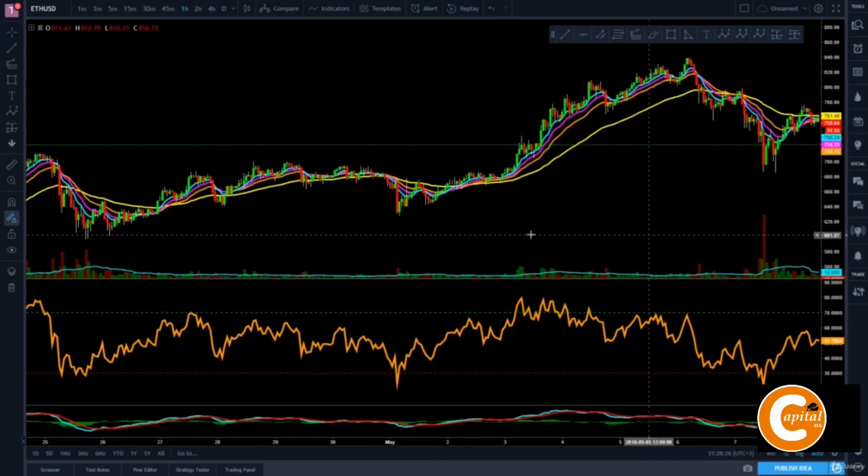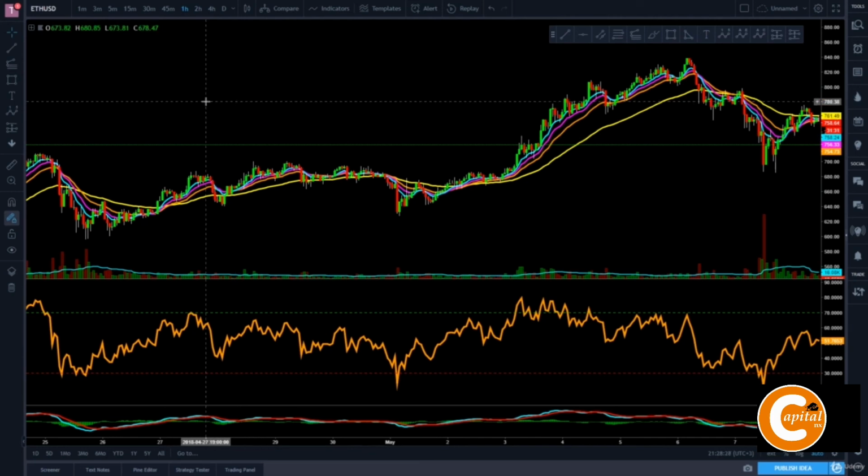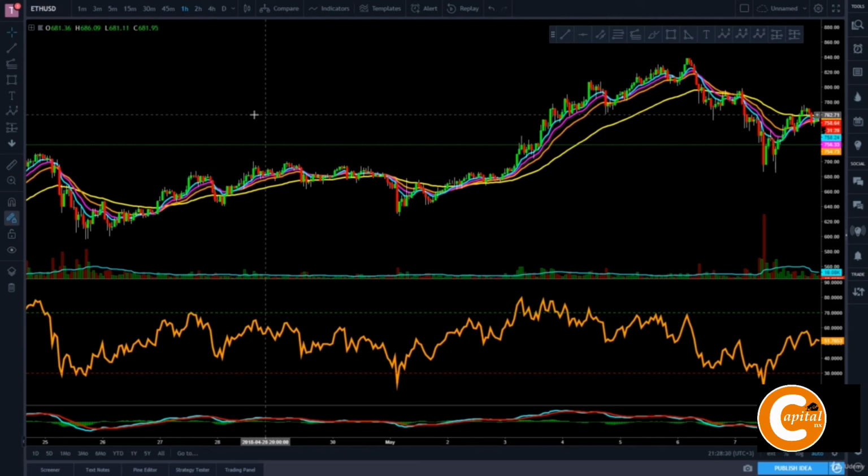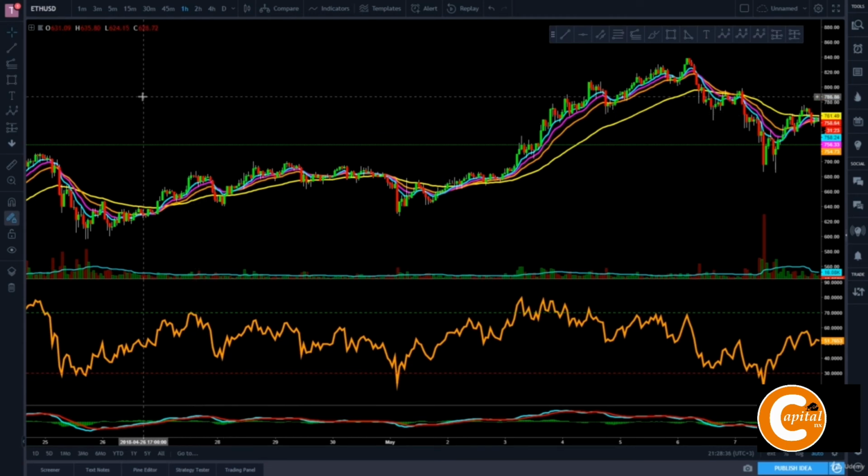In this example, I'm going to show you how you can enter a trade just by using RSI and how profitable you can be if you combine it with other indicators as well. For this example, I am using the Ethereum chart and I am on 1 hour time frame.